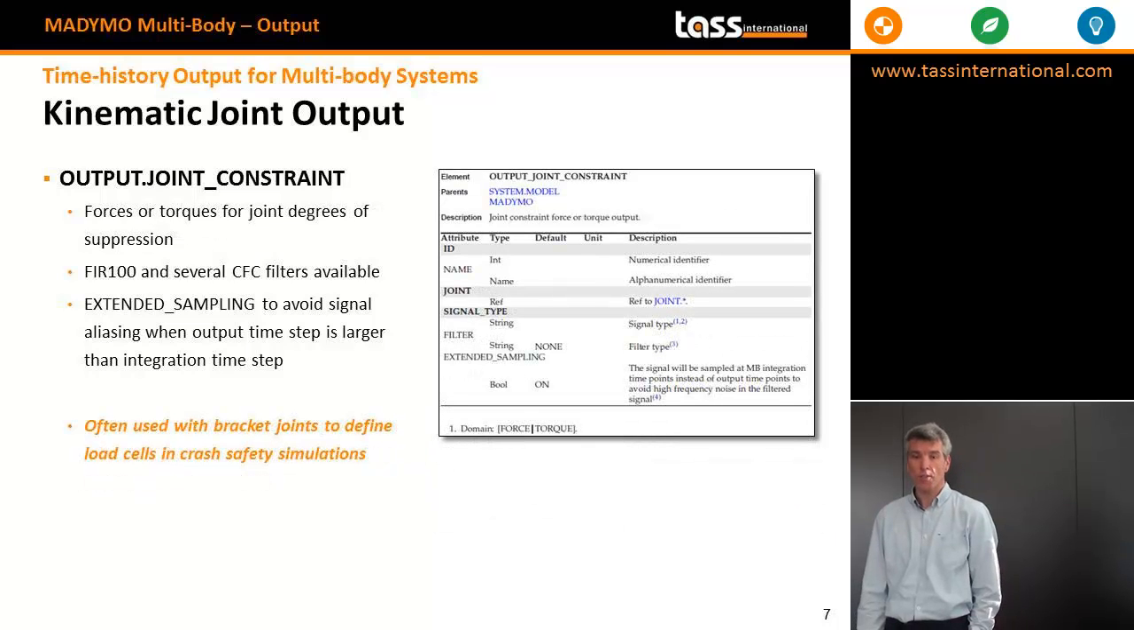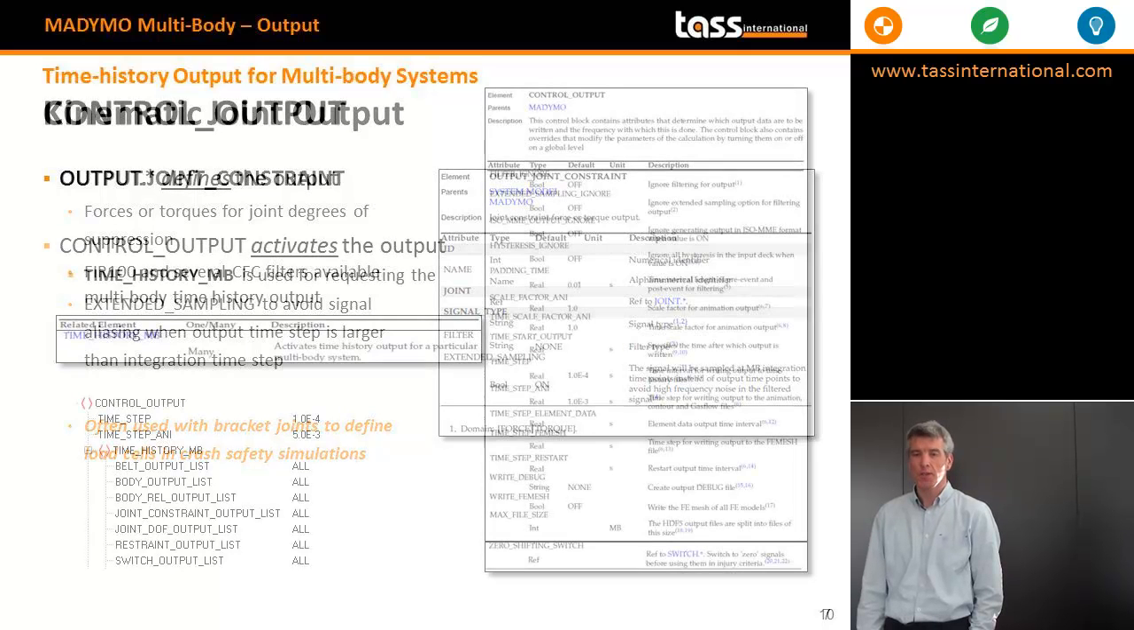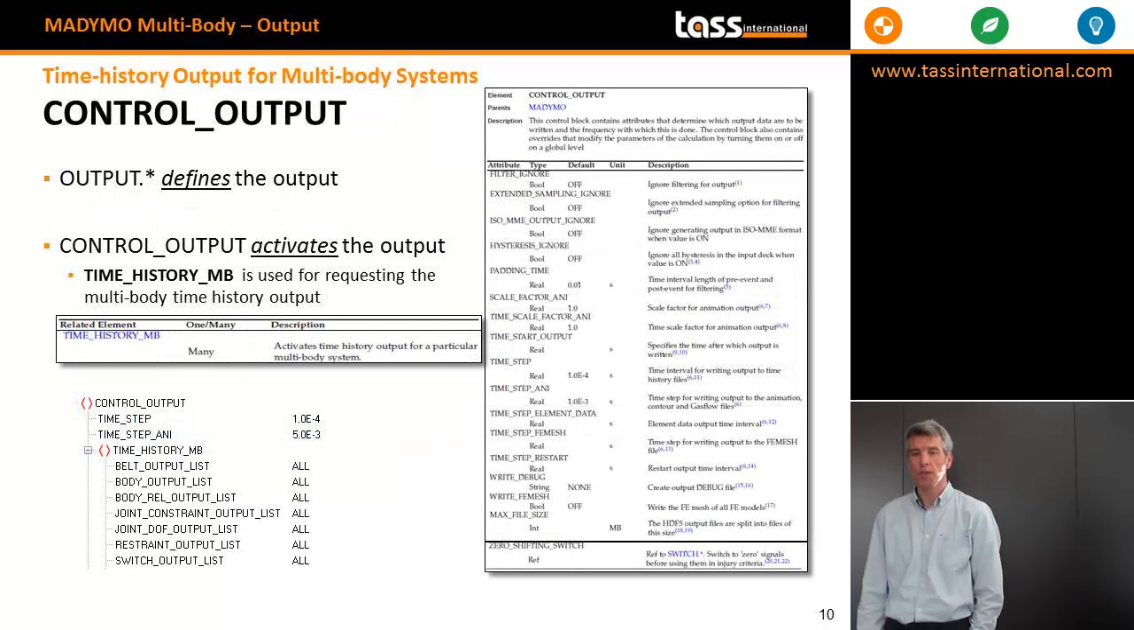Output joint constraint is, as said, the degrees of freedom of a joint that are suppressed. Basically, they follow the same concept as the other ones. For all those outputs, I recommend you to focus on the reference manual because it contains a lot of details on the way you would like to get your output.